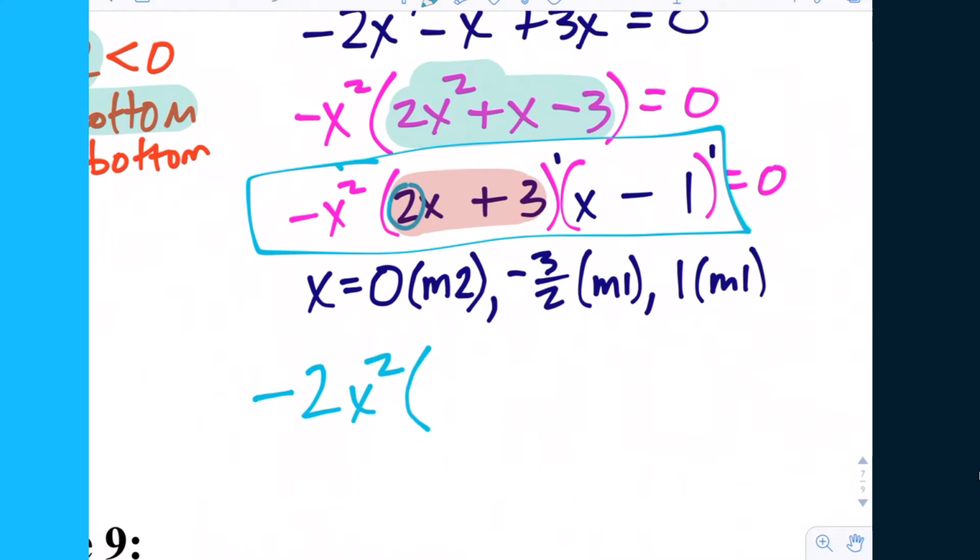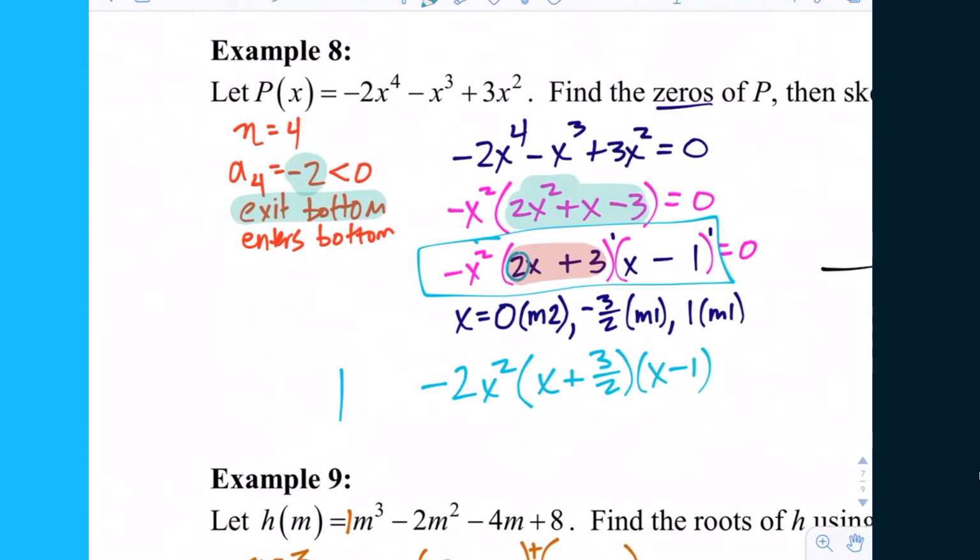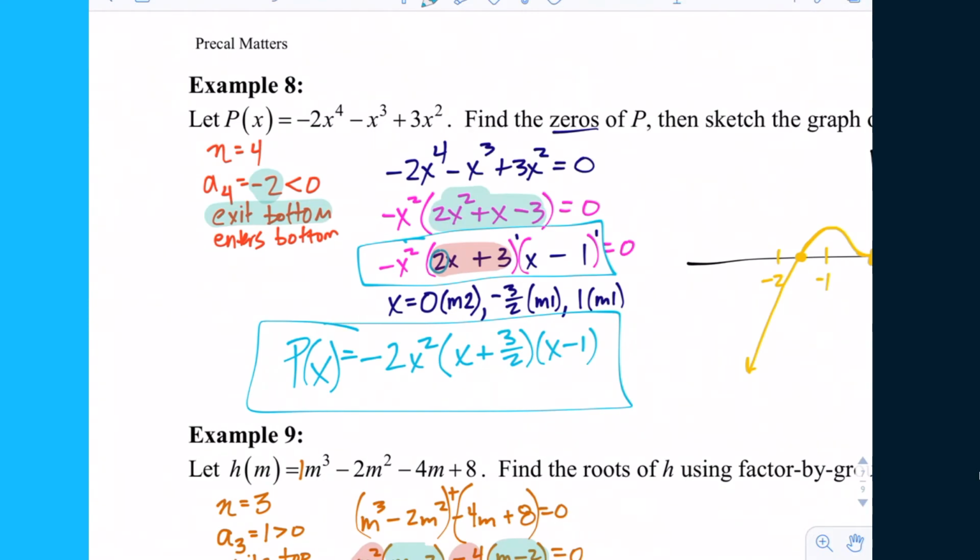And what do I get when I factor a 2 out of a 2x? I'm left with x, right? And what do I get when I factor a 2 out of a 3? I'm left with 3 halves. Good. Times x minus 1. That then could be the general factored form of p of x.